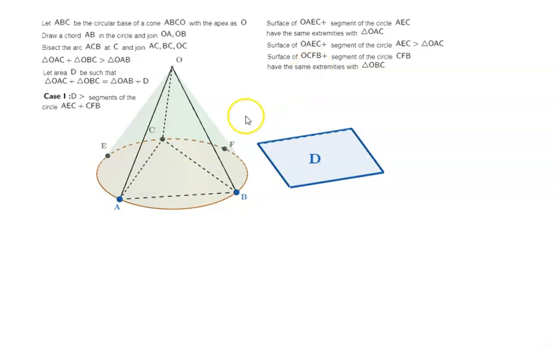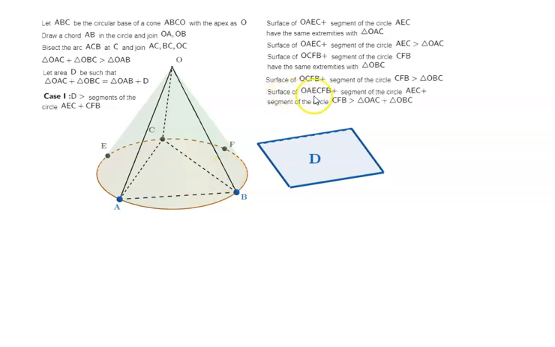Now, the surface of OCFB plus the circular segment CFB have the same extremities as triangle OBC. So again, the surface of OCFB plus the segment of the circle CFB is greater than the triangle OBC. So what are we doing here? We are adding up this statement and this statement.